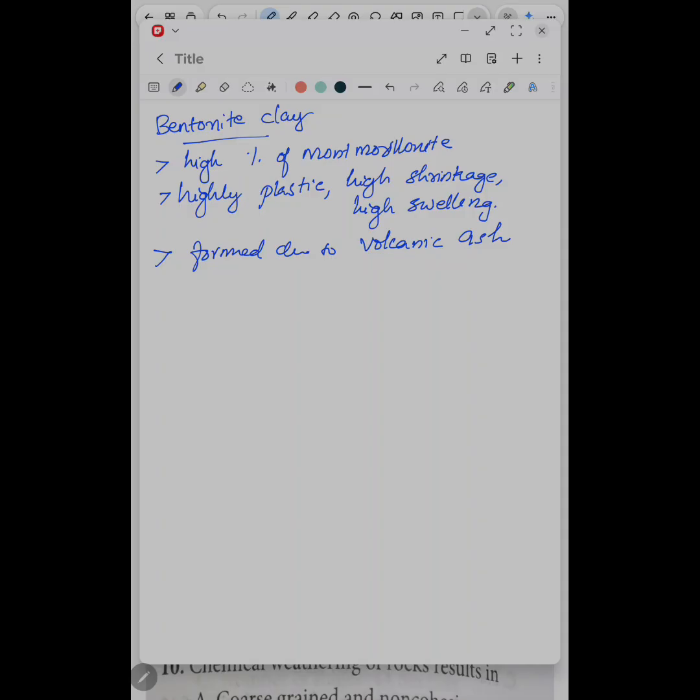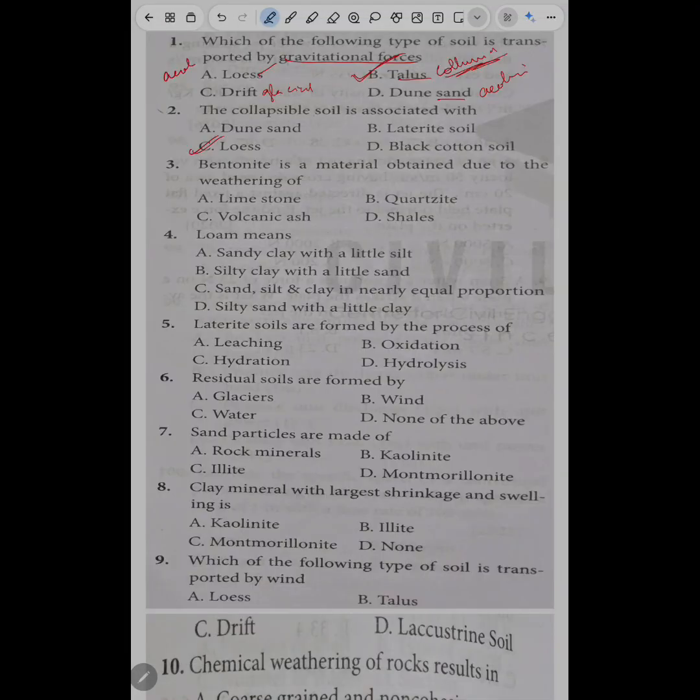So we can say bentonite clay has a high percentage of montmorillonite. They are highly plastic, they have high shrinkage and high swelling. Then they are formed due to volcanic ash and can be used as drilling mud. So these are the points regarding bentonite clay. So here the answer will be volcanic ash. So bentonite is a material obtained due to the weathering of volcanic ash.